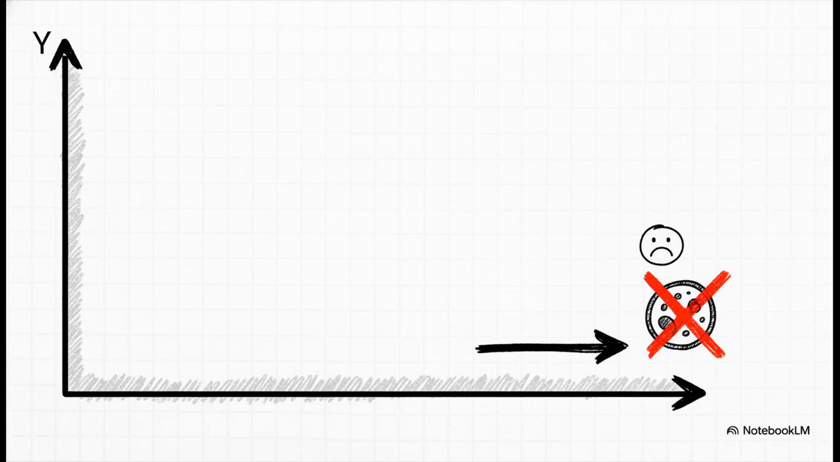Now, the horizontal axis, the x-axis, this represents the false positive rate. These are the mistakes, the false alarms. This is the percentage of perfectly healthy, benign tumors that our model incorrectly flagged as malignant. And of course, we want this number to be as low as we can get it.